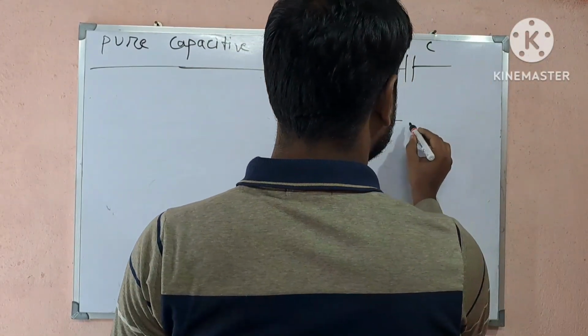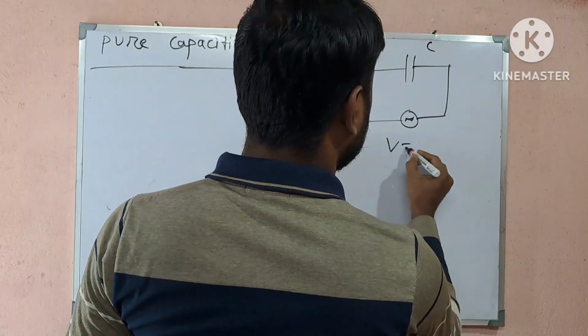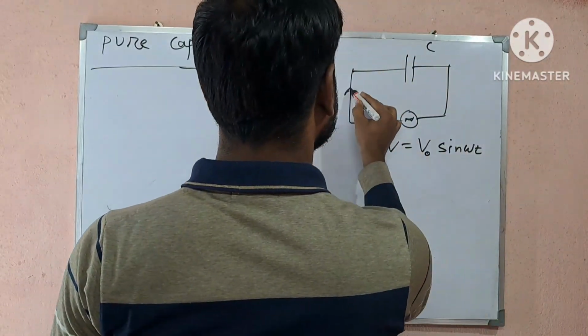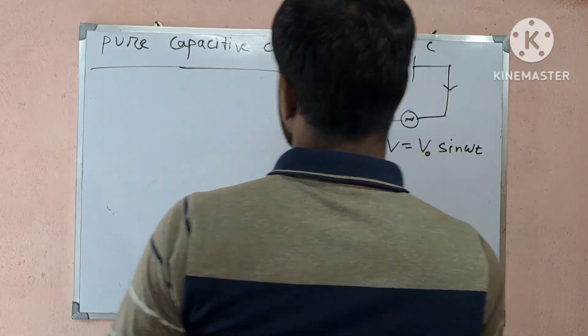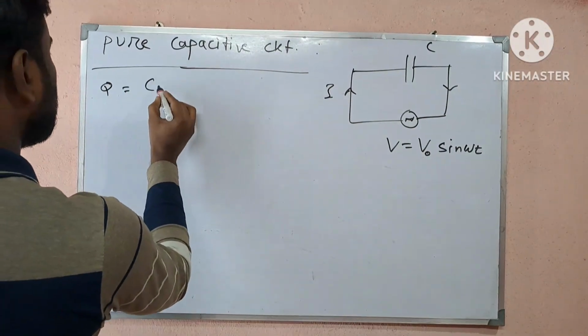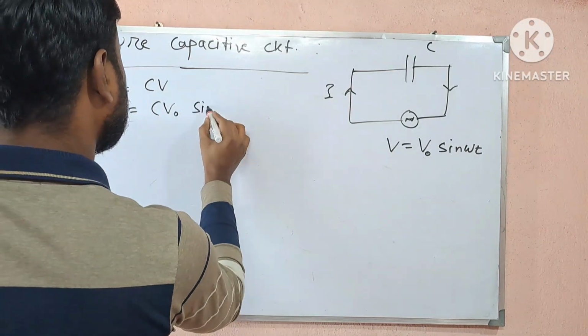This is the capacitor having capacitance C, and this is the source. Let the applied source voltage be V naught sin omega t, and I is the current at any instant t. At any instant t, the charge on the plate of the capacitor is Q equal to CV. So we can write Q equal to CV naught sin omega t.